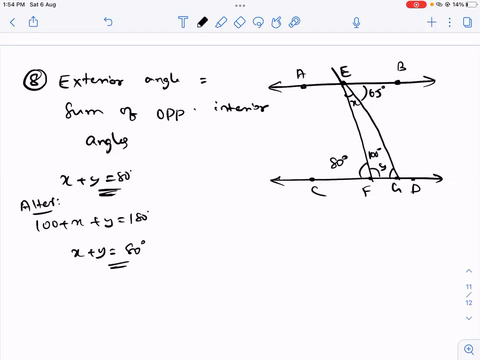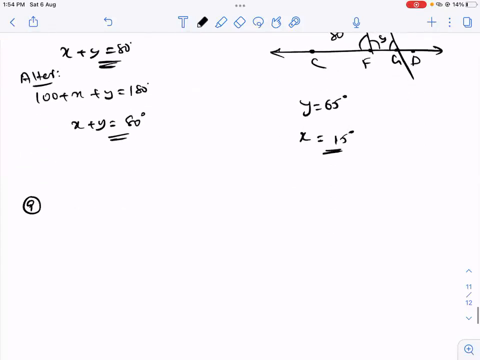But you can say this thing. When this is acting as a transversal, Y is 65 only, alternate interior angle. Y is 65, then X will be 15, because 100 plus 65 plus 15 is 180. Is it clear?